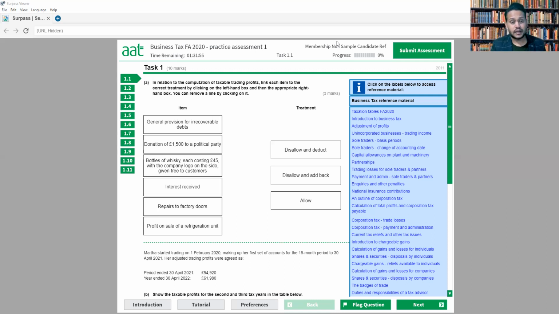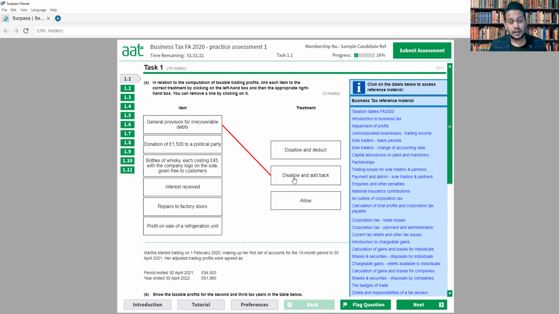Let's have a look at what we have here. The first one says general provision for irrecoverable debt. Provision for irrecoverable debt is never allowed, so you have to disallow it and add it back. The provision for irrecoverable debt means that some people in future are not going to pay you, and because of this you're keeping some provision in advance. So you're keeping some money separately, or keeping an allowance. This is not allowable expenditure.